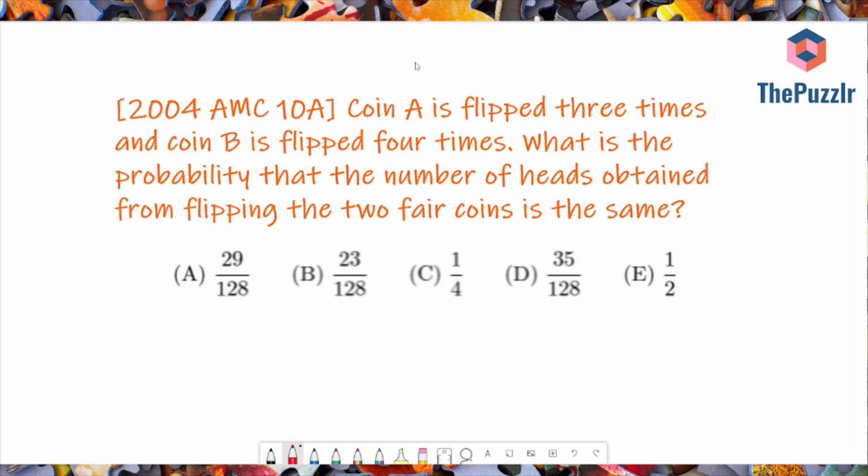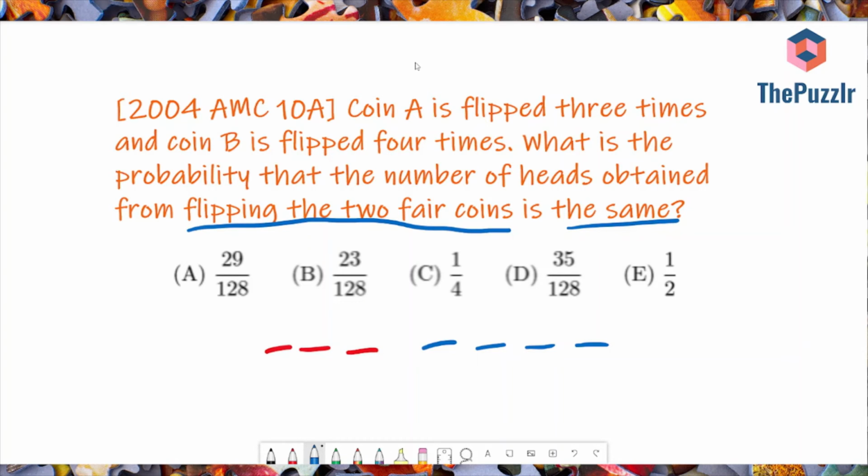Okay, so this looks more like a counting problem. Well, if you have 3 coins, let's call the first set of coins here, and then the 4 coins here. What is the probability that the number of heads obtained from flipping the 2 sets of coins is the same? So it must be the same. So what can you flip here? Let's say you have 0 heads.